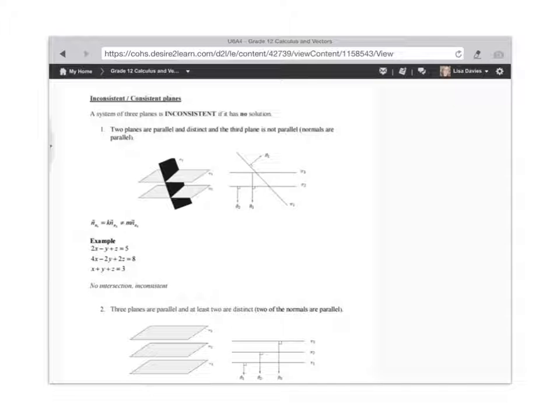So the first question that you asked me was about the intersection of planes topic and how to prove whether planes are inconsistent or consistent. So I've got the lesson open here, and I'll just go through it with you and explain what they're trying to tell you in this lesson.